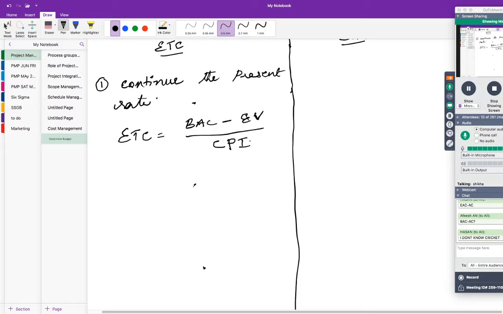That's the meaning. Okay. So for the first assumption, what is the ETC formula? ETC is equal to BAC minus EV, this is your remaining work, divided by CPI. You get it?